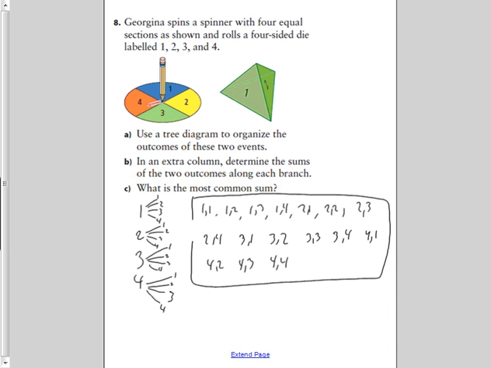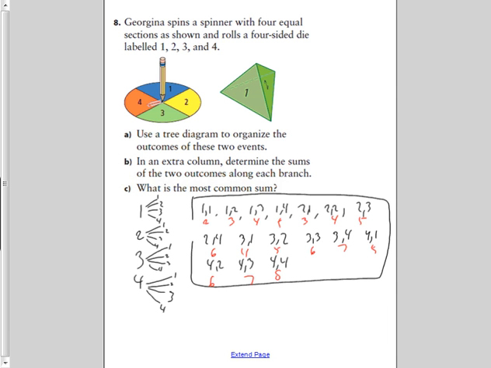And if I wanted to create the sum of these, I could actually, just below my sample space, add the numbers together. So 2, 3, 4, 5, 3. Okay, and the numbers below in red here are all of the sums of the two numbers combined.